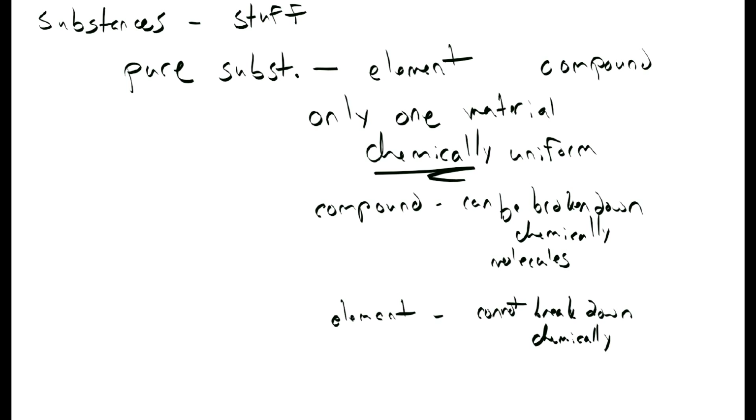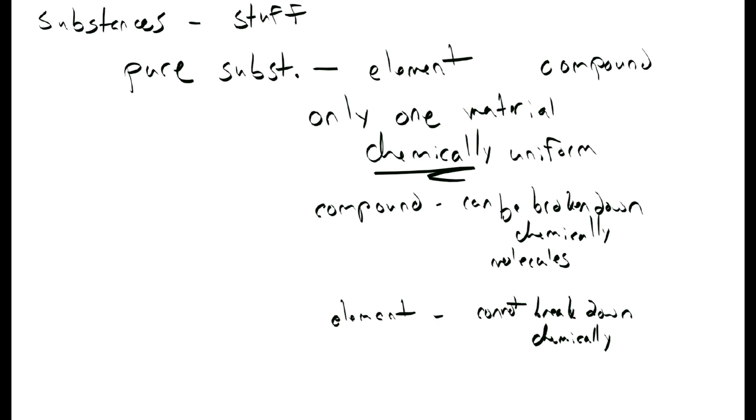But pure substances, whether they are compounds or elements, are chemically uniform. Everything in there is going to have the same chemical properties, and you can't break it down physically. You can't go in with your hands to separate the things. You can't boil off part of it or melt part of it or anything like that. It can only be separated chemically. Elements, you can't even do that.